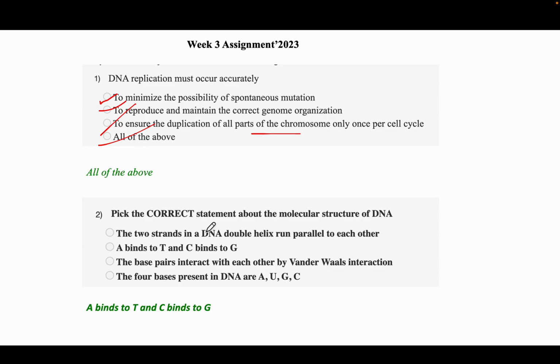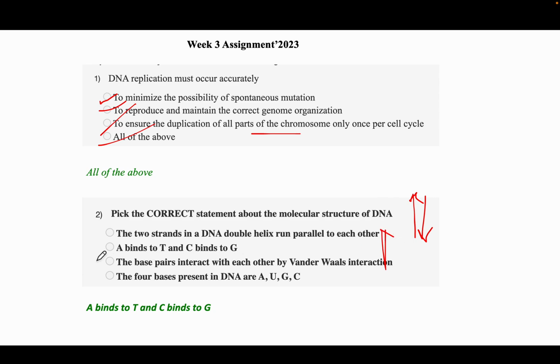Then the next question was, pick the correct statements about the molecular structure of DNA. We discussed the molecular structure of DNA in the previous class. The first option is the two strands in a DNA double helix run parallel to each other. A binds to T, C binds to G. The base pairs interact with each other by van der Waals interaction. The four bases present in DNA are AUGC. So you can see the first option is not correct. We know that the two strands of DNA run anti-parallel to each other, 5' to 3' and 3' to 5'. So the first option is incorrect.